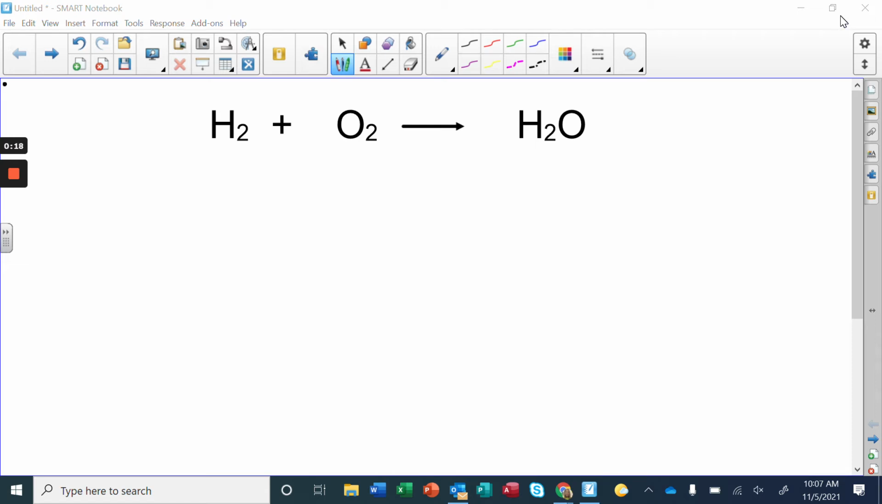The first thing that I want you to do is we need to separate the reactants and the products. So we're going to draw the dashed line separating them. Then we need to go ahead and label them. On the left-hand side of our equation, this is going to be our reactants. On the right-hand side is our products.